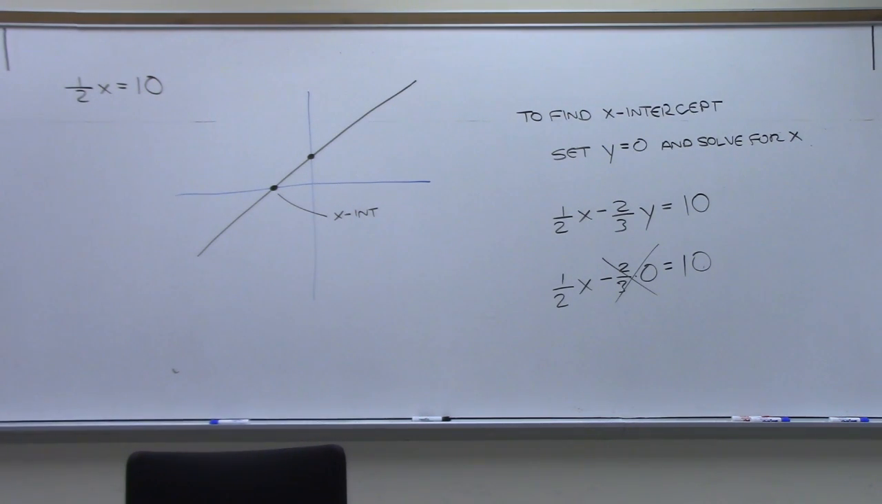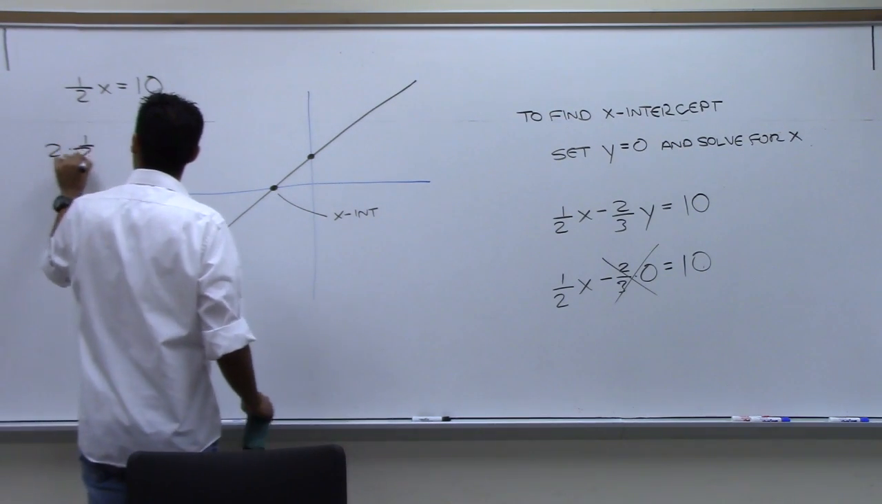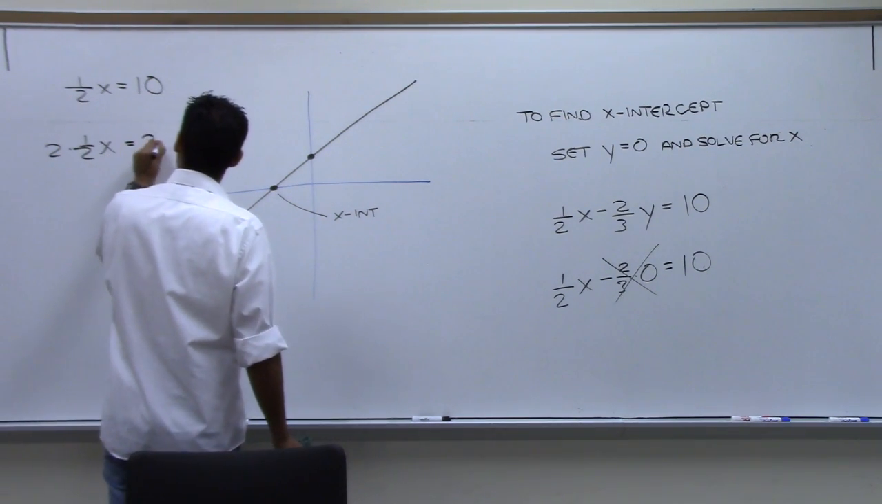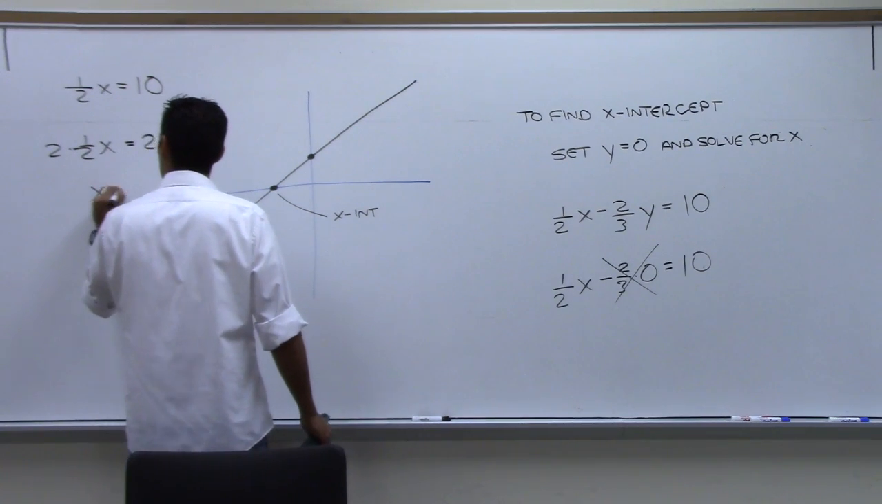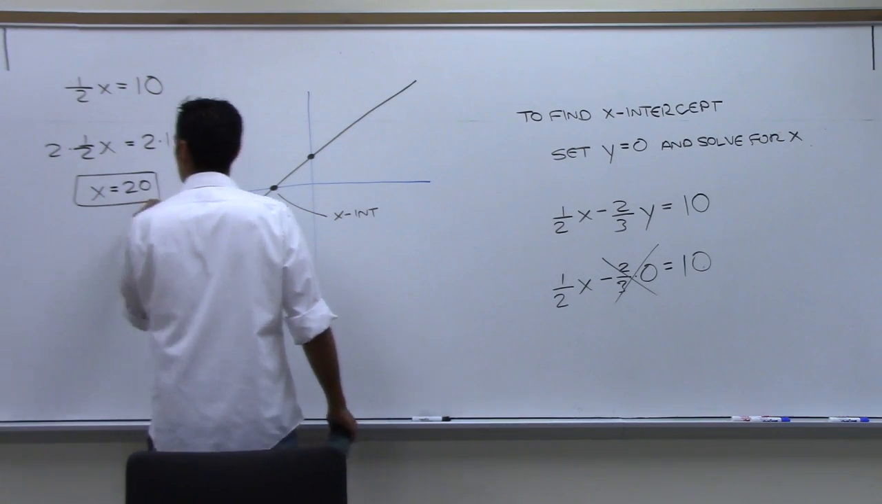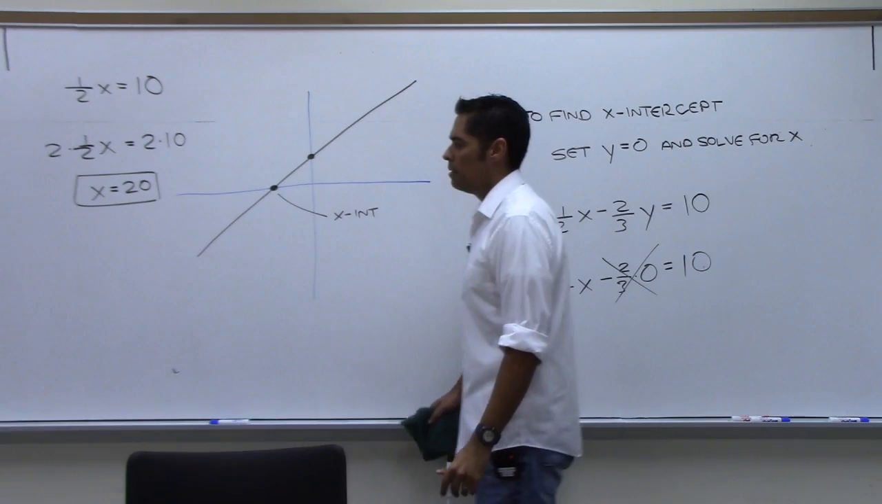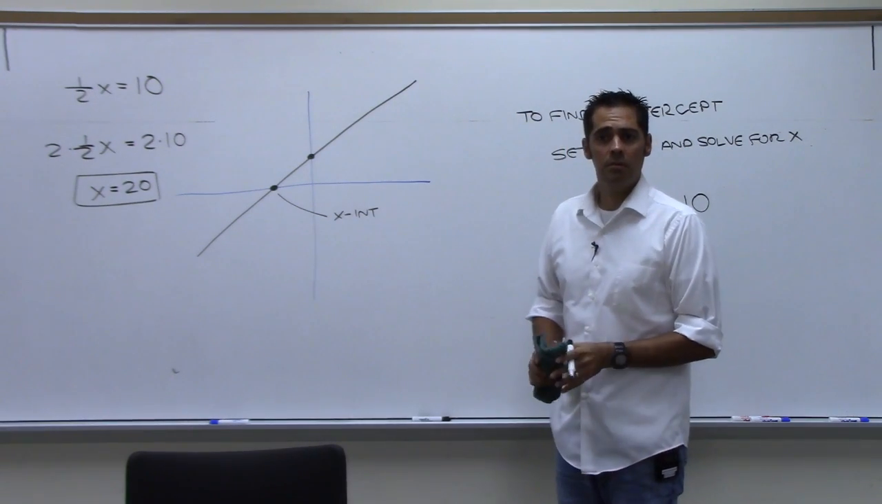It's a linear equation, one variable. What do you think here? Multiply both sides by 2, and that will kill off the 1/2, won't it? So 2 times 1/2 x equals 2 times 10, so x is 20. That's your x-intercept. Now we want to write it as a point though, all right?